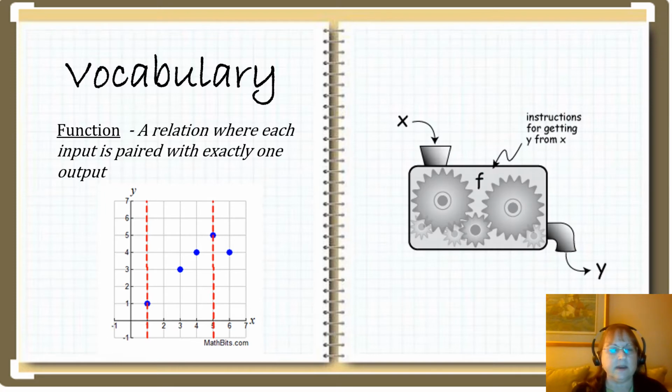You can think of a function as a machine. You put something into it, the input. There is a rule that manipulates whatever you put into that function, and a unique item comes out of that function machine.